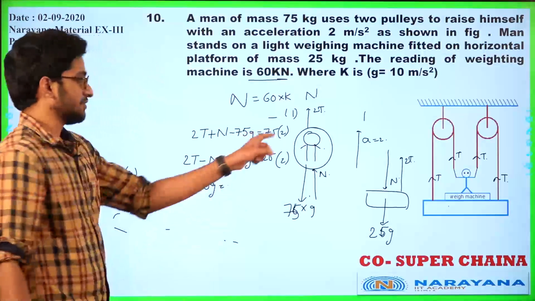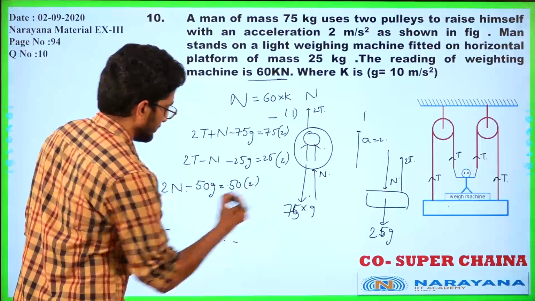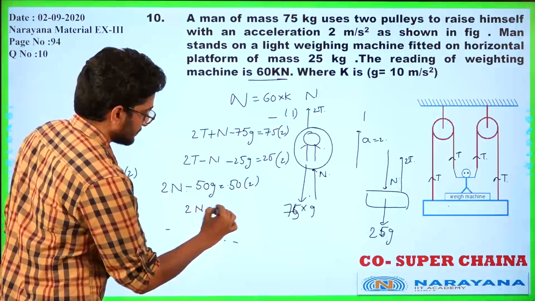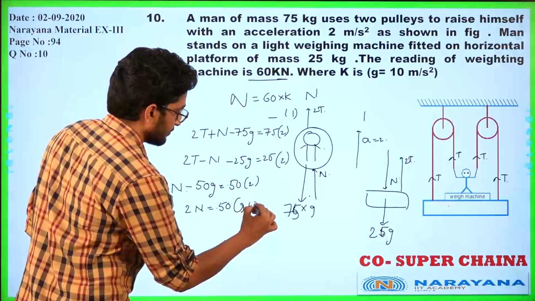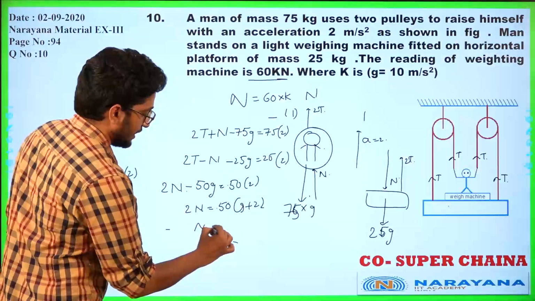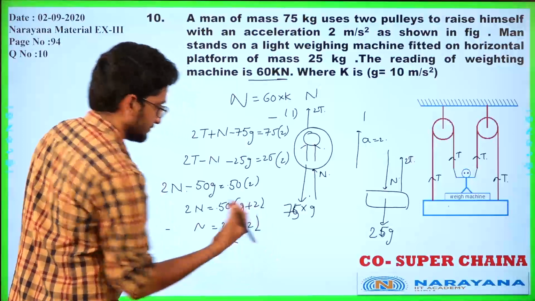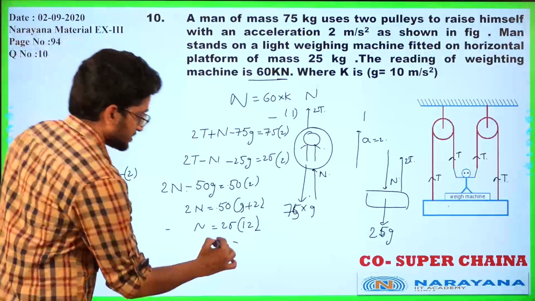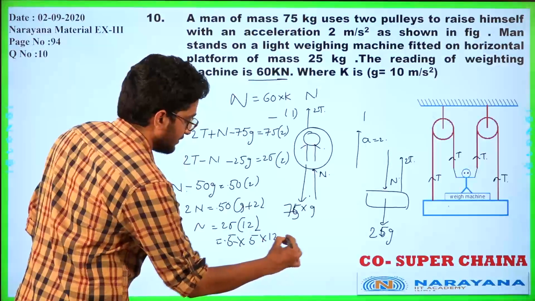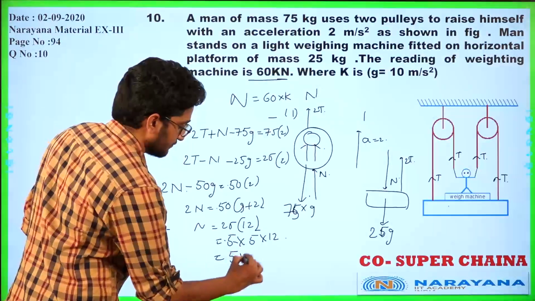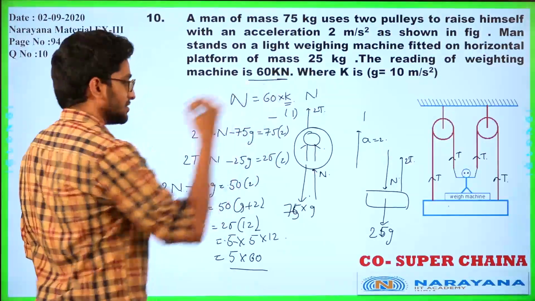This is 75 into 2 minus 25 into 2, that is 50 into 2. So I get 2N is equal to 50 into g plus a. So normal value is 25 into g plus a. So if g is 10, you can say 25 into 12. How much is this? 5 into 5 into 12. 5 into 12 is 60. So 5 into 60 is the normal. So k value is 5.